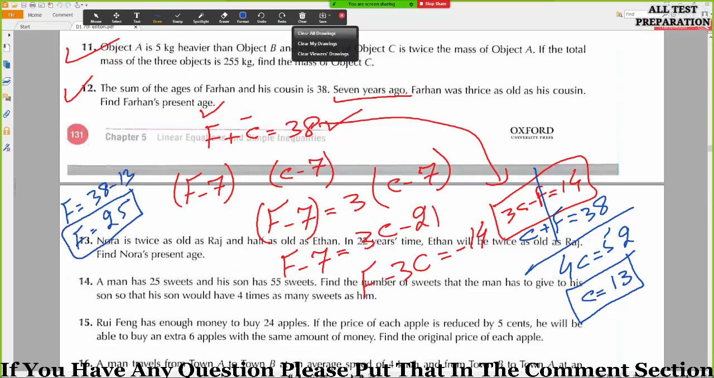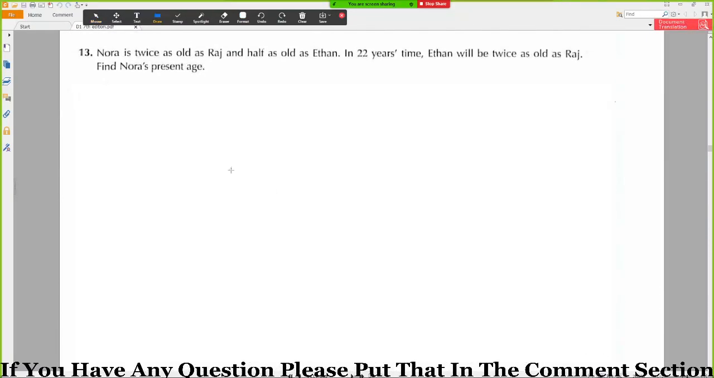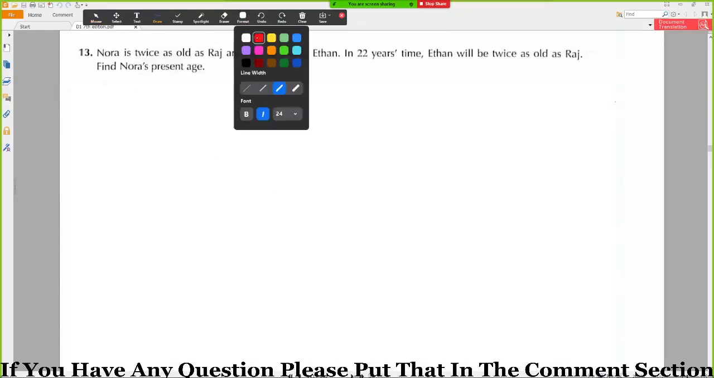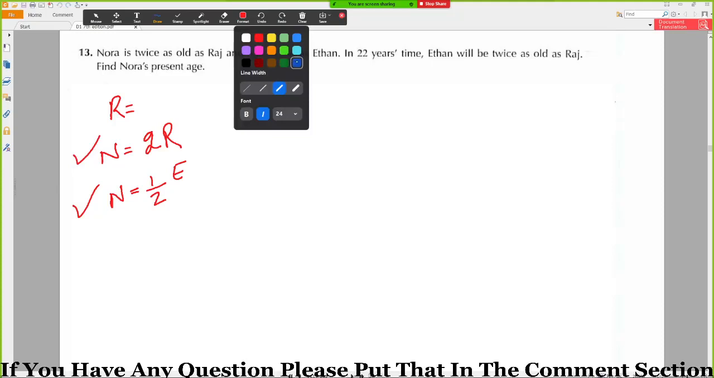Okay. अच्छा, question number 13. Nora is twice as old as Raj and half as old as Ethan. In 22 year time, Ethan will be twice as old as Raj. Find the Nora present age. So what do you think? इसको किस तरह सॉल्व करना है? If Raj is x years old, then Nora is 2x, and, is it right? Yes.